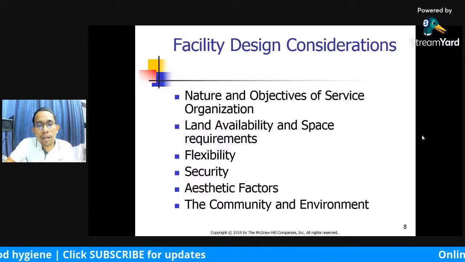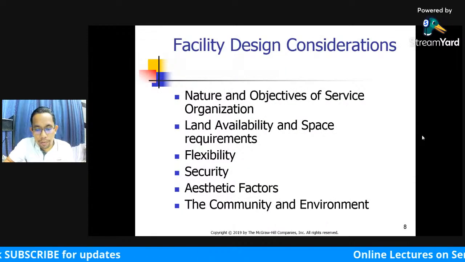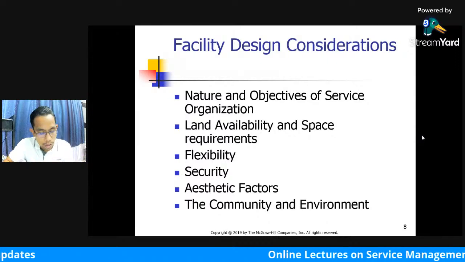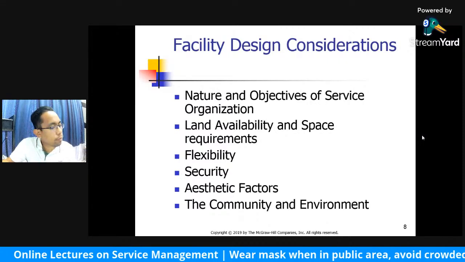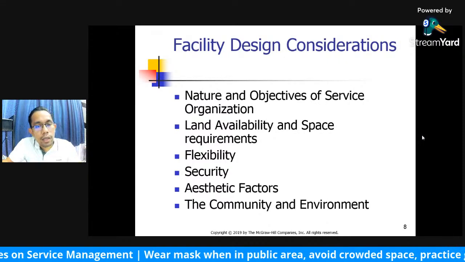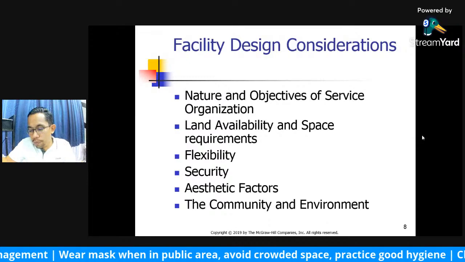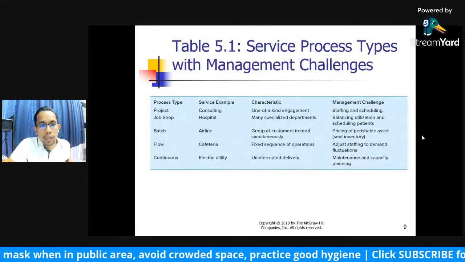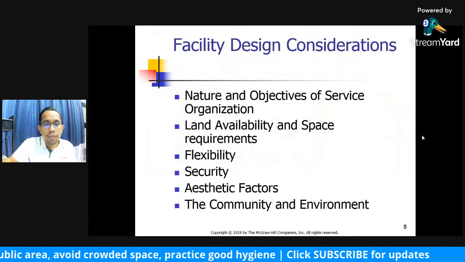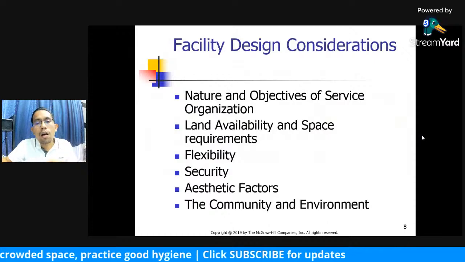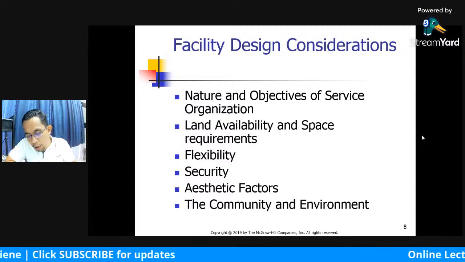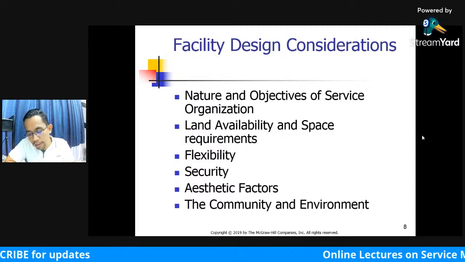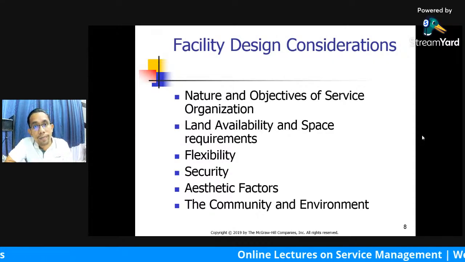Okay, the facility design consideration. Sometimes you need to consider two things before you start the design. The first thing that should be considered is the nature and objective of the service organization. Why is that? The nature of the core service should dictate the parameters of its design.